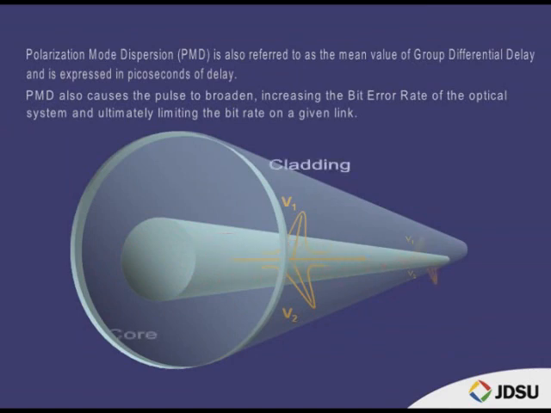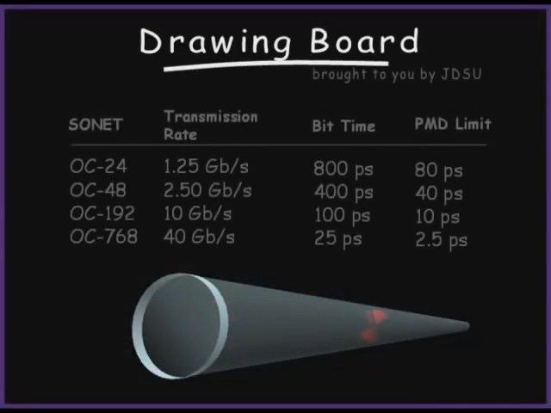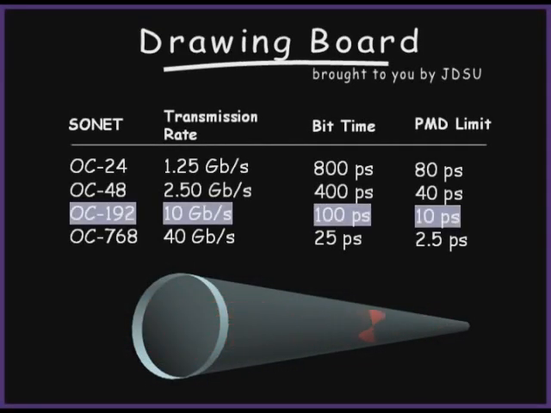Polarization mode dispersion is also referred to as the mean value of group differential delay and is expressed in picoseconds of delay. PMD also causes the pulses to broaden, increasing the bit error rate of the optical system and ultimately limiting the bit rate on a given link. The PMD limit is 10% of the bit time. At OC192, the limit is 10 picoseconds of delay.